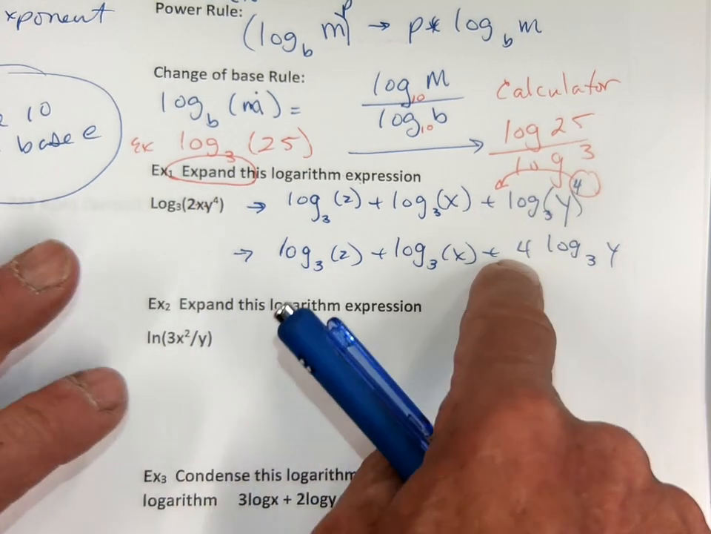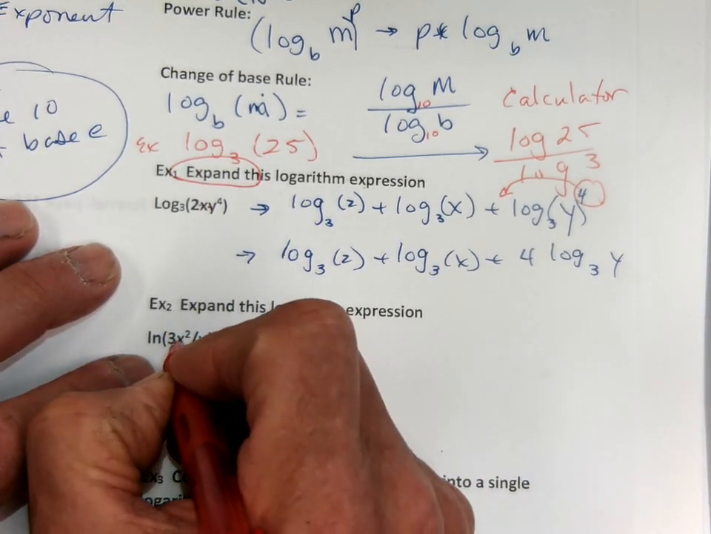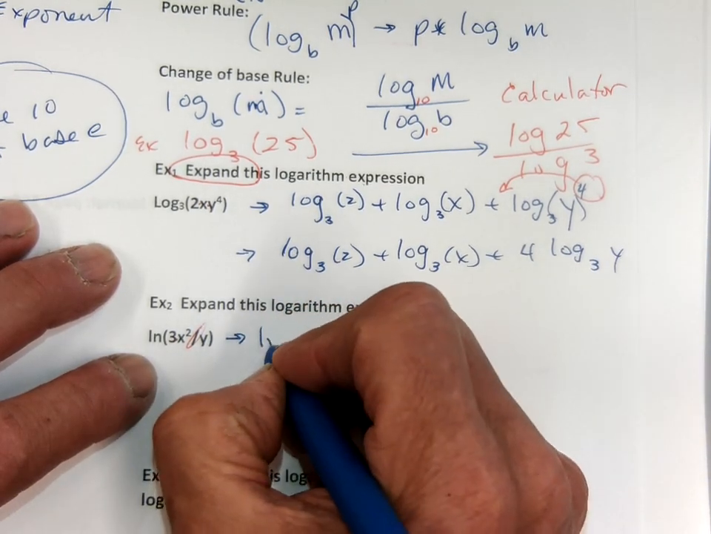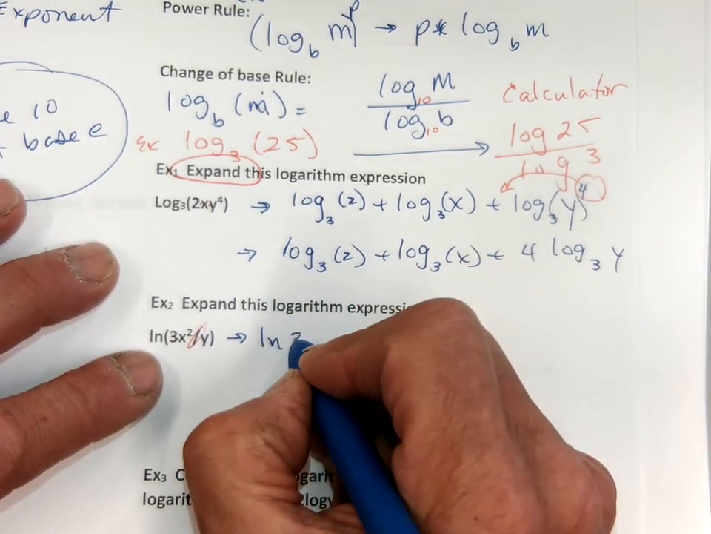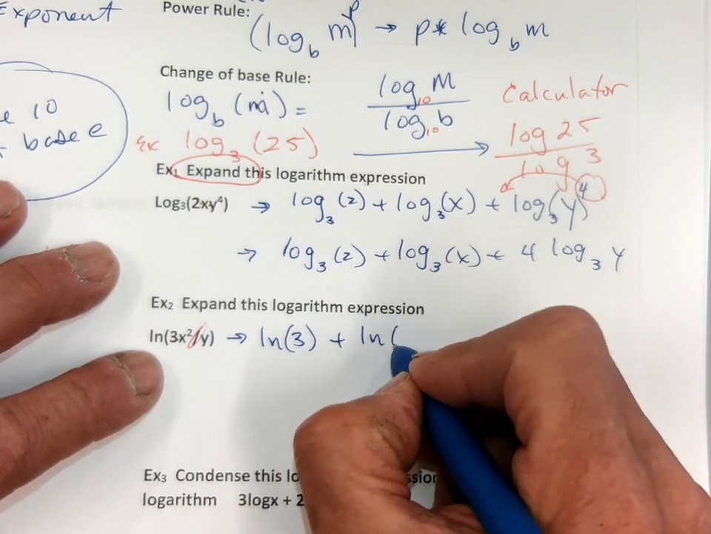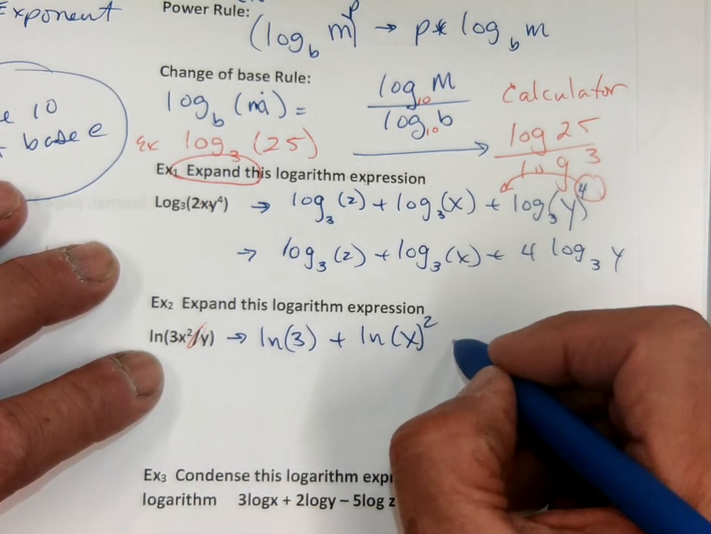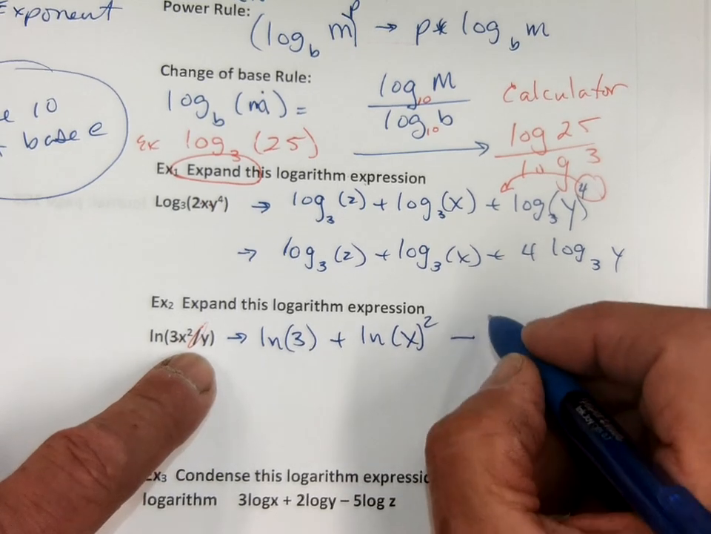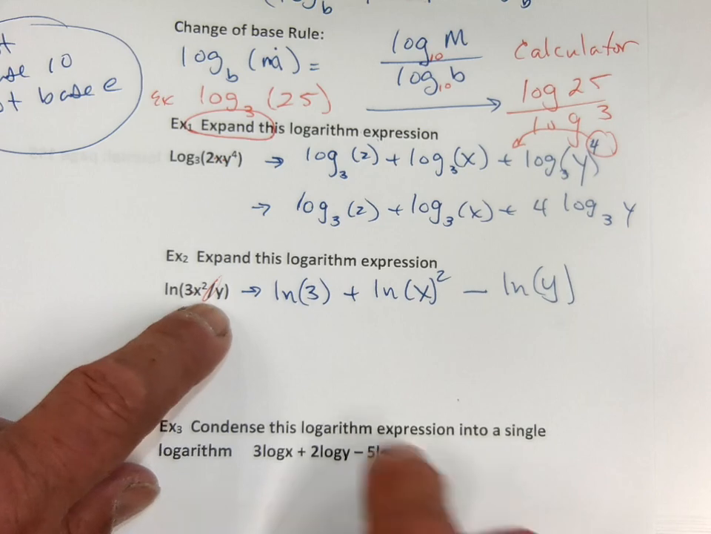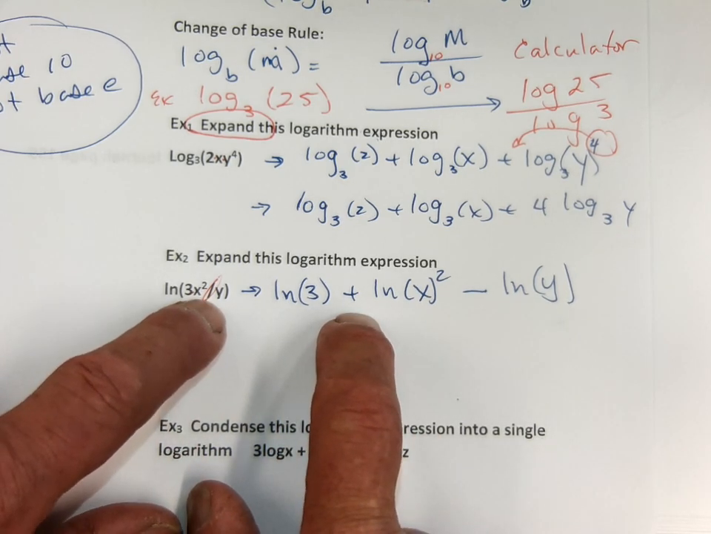Okay, all right, number 2. So I have an invisible times, and I have a divide. So I'm going to rewrite this as ln, natural log, of 3 plus natural log of x squared, because there's an invisible times, right? Subtract natural log of y. Okay? So where I see times, I make it a plus. And where I see divide, I make it subtract.